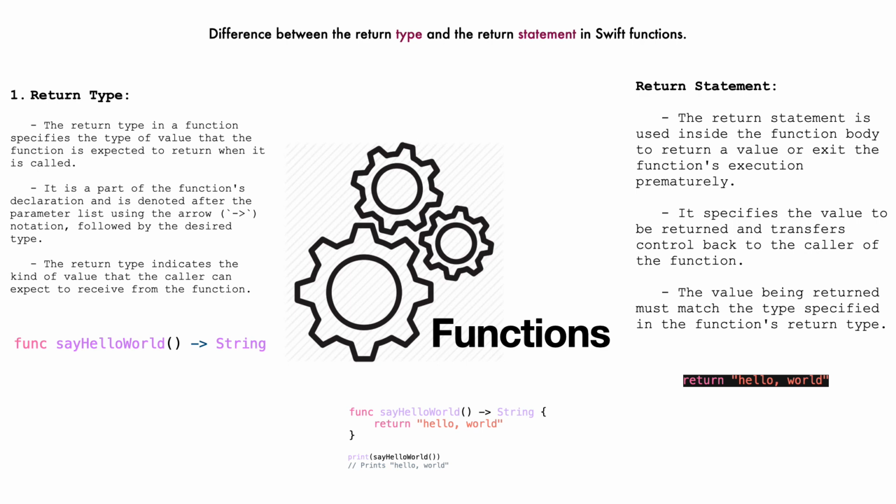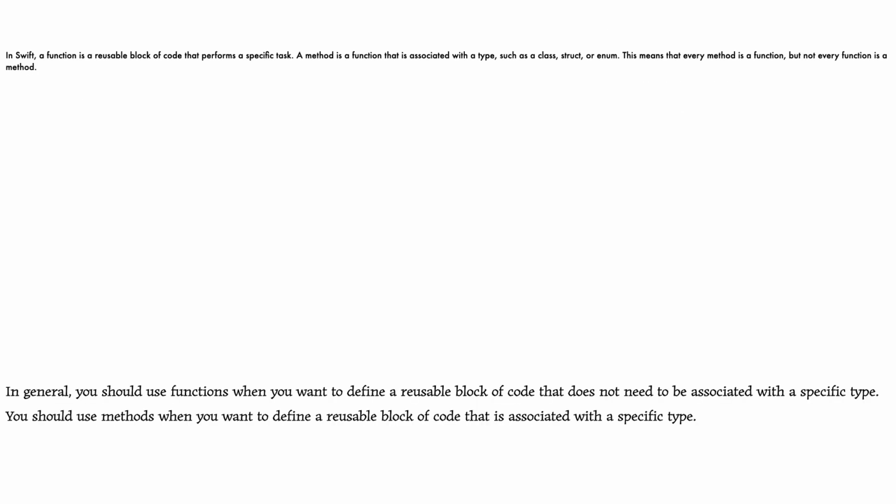Let us see the differences between functions and methods. In Swift, a function is a reusable block of code or a chunk of code that performs a specific task. A method is a function that is associated with a type such as a class, struct, or enum. This means that every method is a function, but not every function is a method.